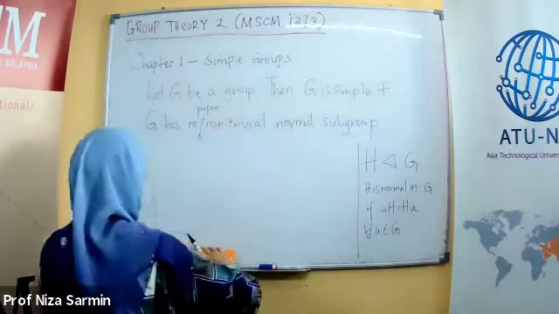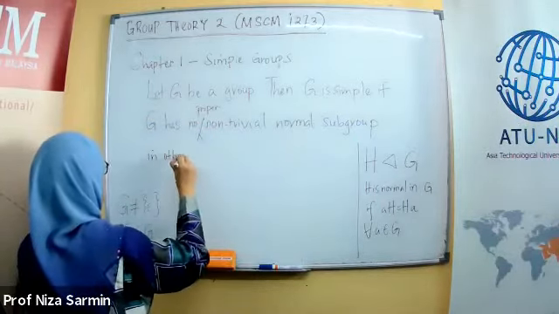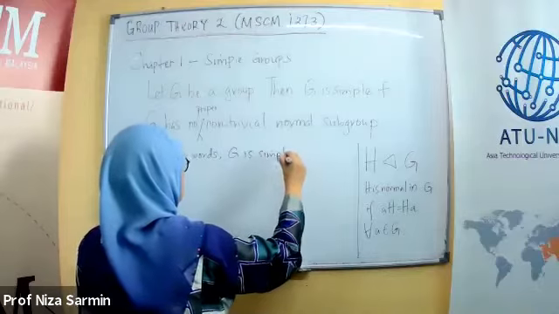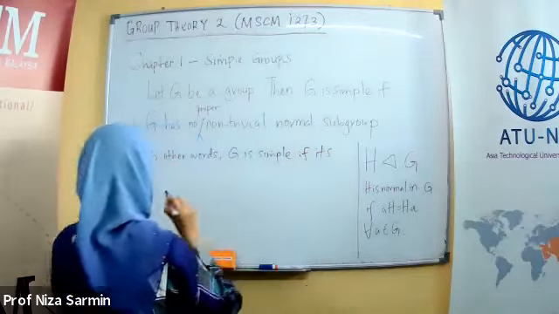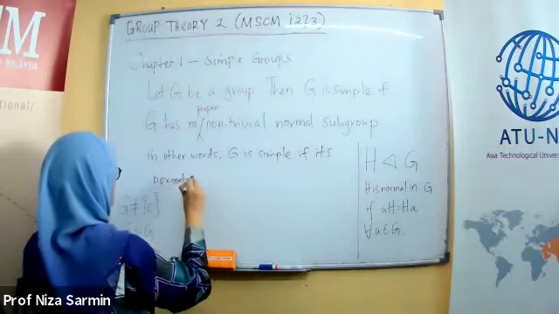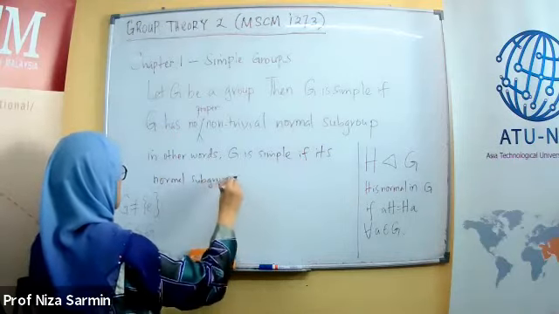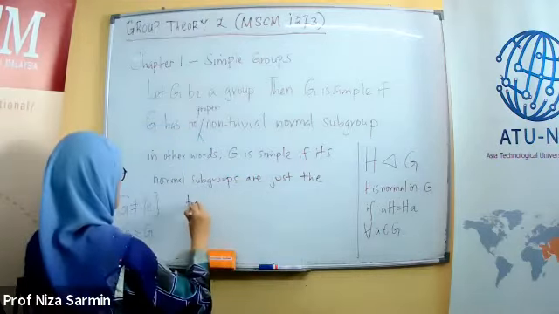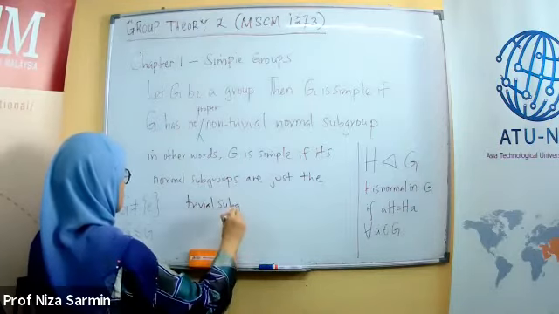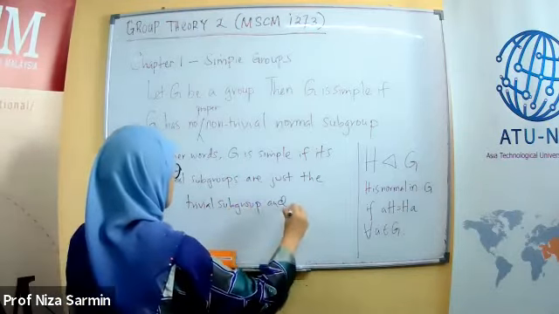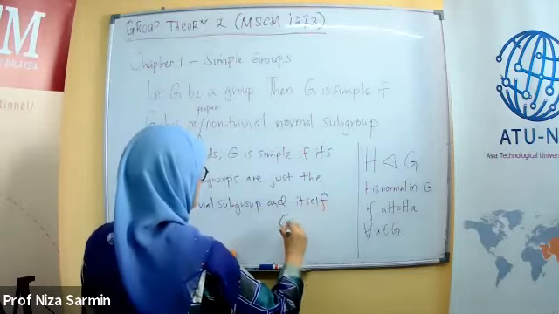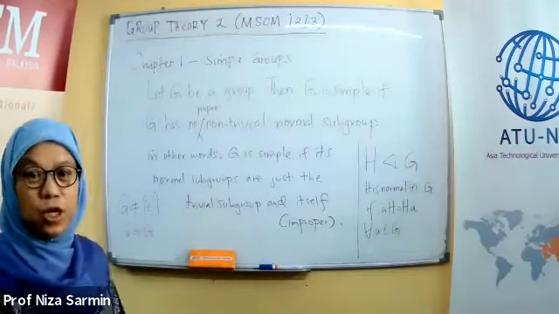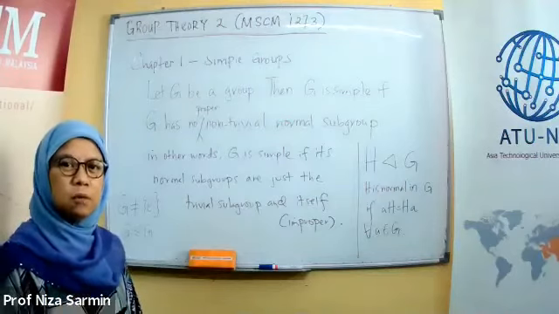In other words, G is simple if its normal subgroups are just the trivial subgroup and itself, or the improper, right? So the key is to check whether a group is simple or not.